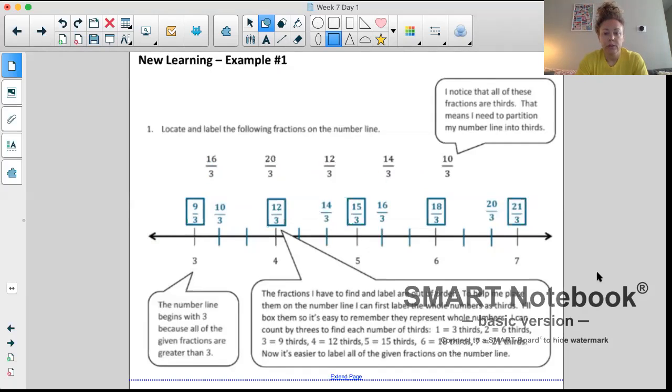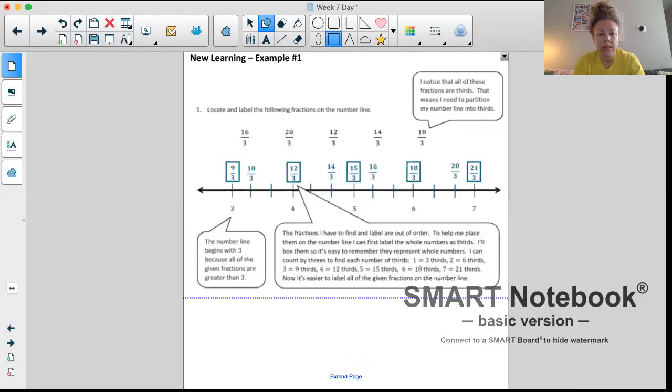Okay, so between each whole number, between 3 and 4, there's 1, 2, 3 parts for each, so that the whole number line is partitioned into thirds. Down below, this box here says the number line begins with 3 because all of the given fractions are greater than 3. The smallest one was this one, 10 thirds, and that was greater than 3 wholes. So they started this first endpoint as 3.